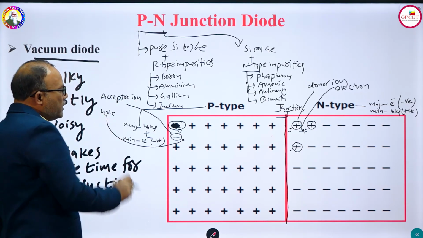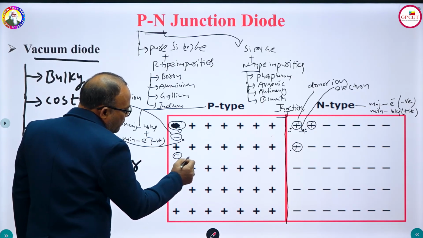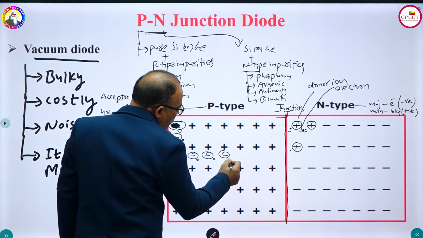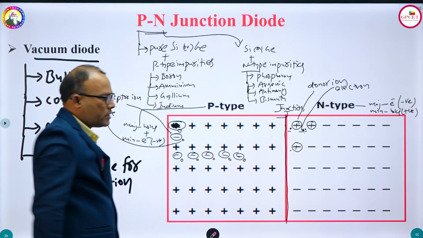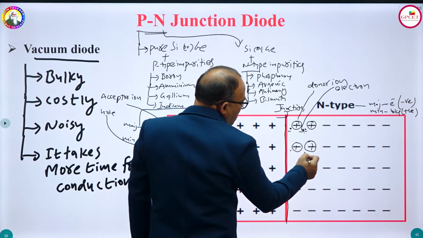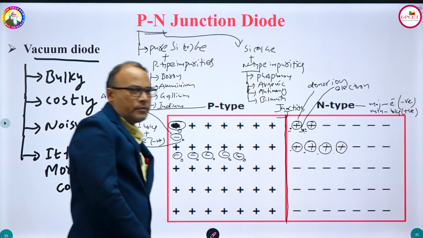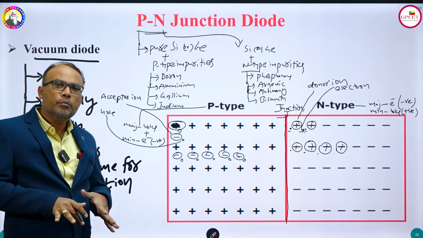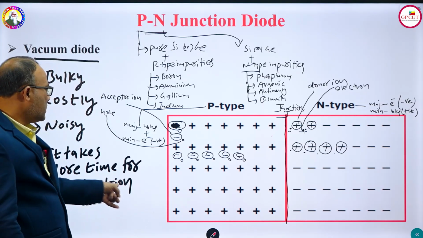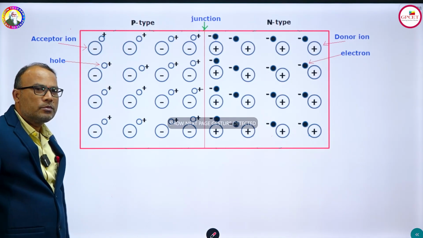Likewise, the holes complete this structure. There are acceptor ions combined, and nearby each a hole will be present: acceptor ion and a hole. Here, completely, a positive donor ion and an electron. Donor ion and electron. Right? So we are representing the PN diode in terms of ions actually. Let us see the complete structure here, how the PN diode is represented in terms of ions.